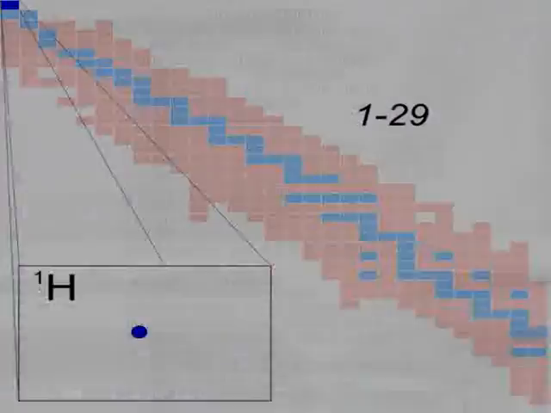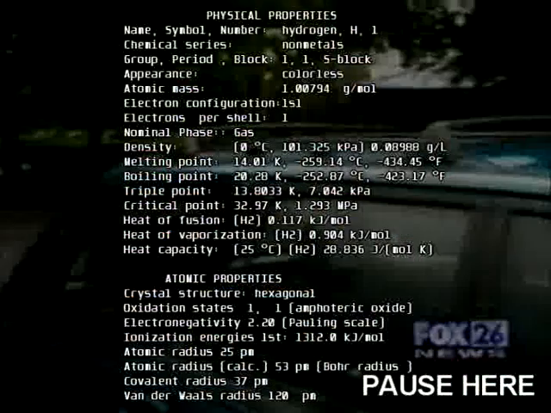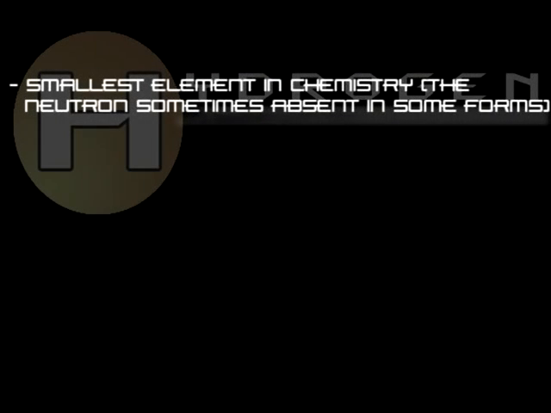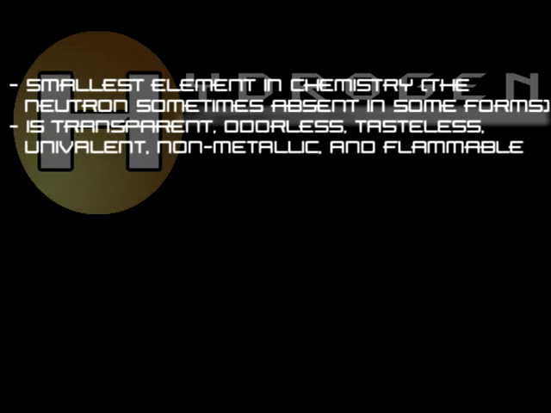Here is the table from before. This time round, there is more information included for your use. Let's recap on what we should know by now. Hydrogen is the smallest element in chemistry, containing one proton and electron, the neutron barely present. Hydrogen has no taste, has no color, almost invisible, has no smell, is highly flammable, is a non-metallic element, and has a single bond between elements.